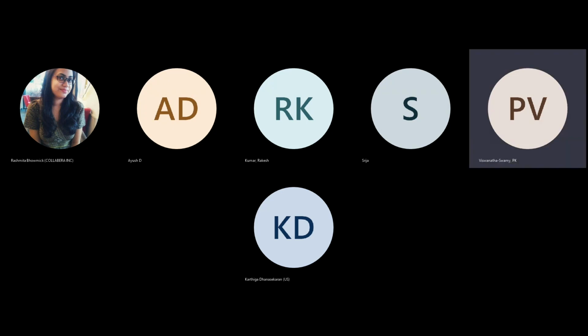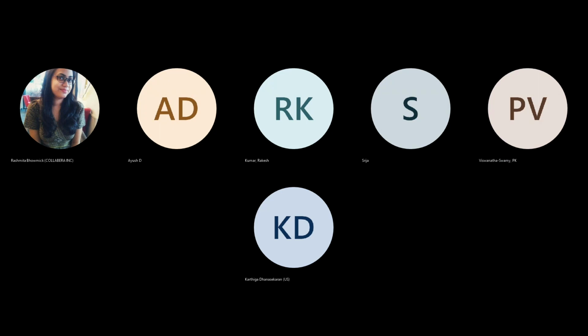So the plan is three sessions a month. That means four threes are 12, 4 months. That means you will build an entire e-commerce solution, even though it is small with three microservices, but we are going to build that.